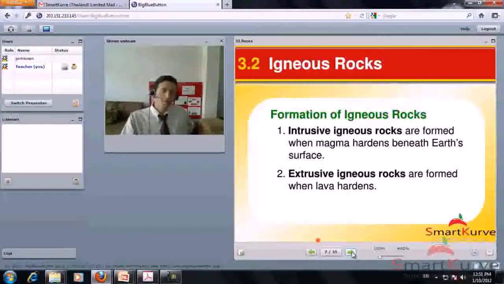There are two basic types of igneous rock. We're going to break igneous rock down into two basic types: intrusive and extrusive. The intrusive igneous rock, these are the rocks that form when magma freezes. Magma hardens. It goes from being molten liquid magma to solid igneous rock beneath the Earth's surface.